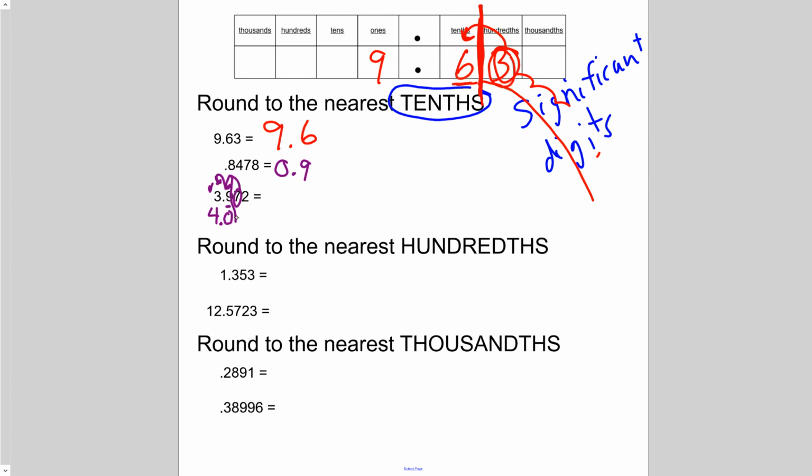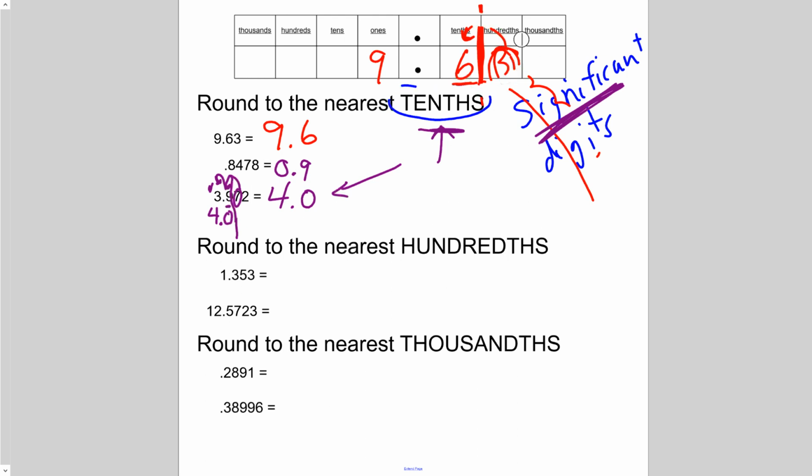Now remember, we have that wall there. So that 0 is going to stay. It is a significant digit. We have to have the tenths place. So the answer to this one is 4 and 0/10. If you see the word tenths, you must see the digit in the tenths place, even if it's a 0.